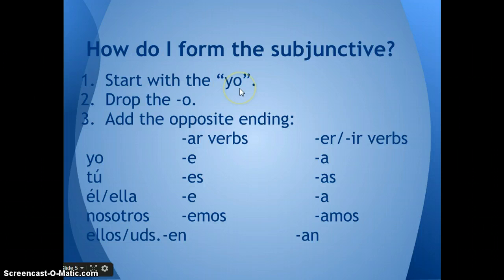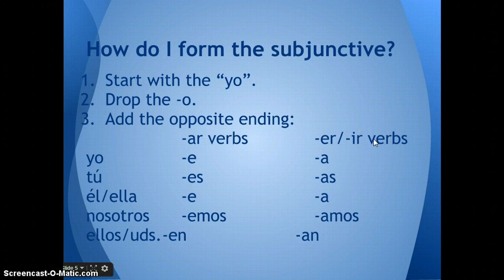You start with the yo form of the verb. You drop the O off of it. Does this sound familiar? If you remember your usted commands, these are practically the same. Or a negative tú command, you have to start with the yo form and drop the O. Same kind of thing. And then you add the opposite ending. With those usted commands, you add the opposite letter. This is pretty much the same thing, only adding the opposite ending is a little different. If it's an AR verb, you add these E endings. If it's an ER or IR verb, you add these A endings.